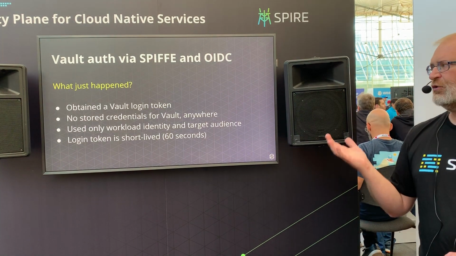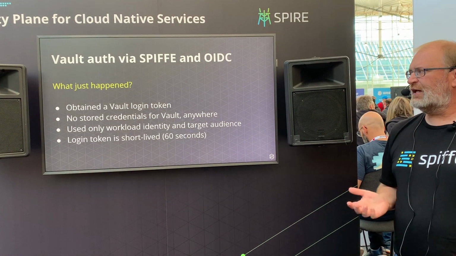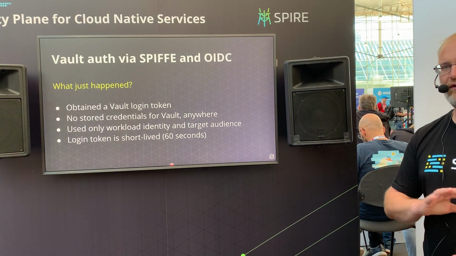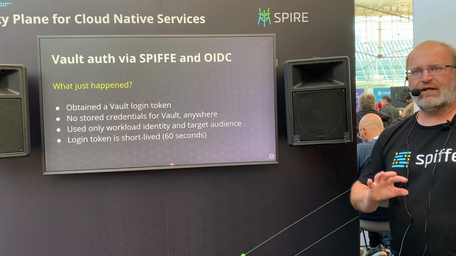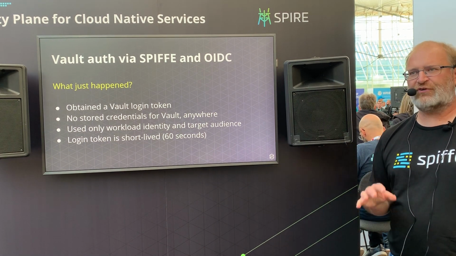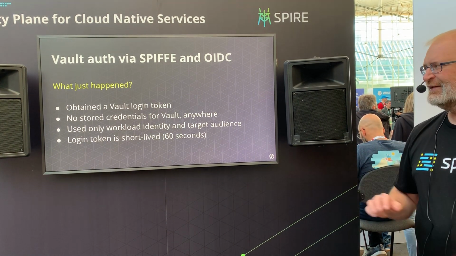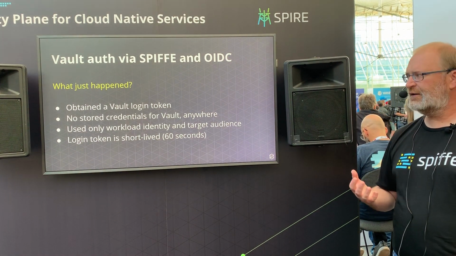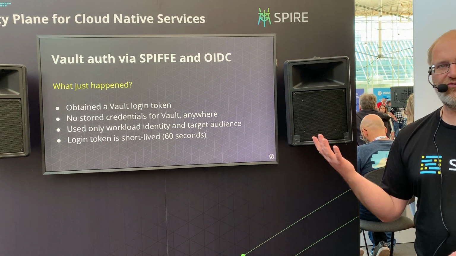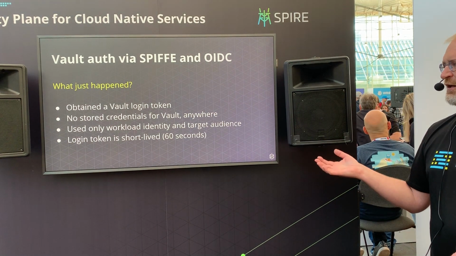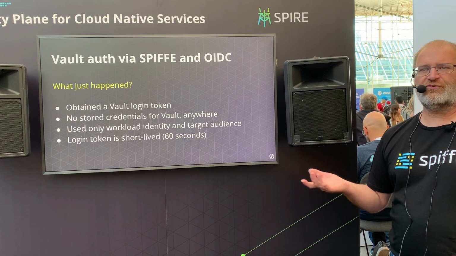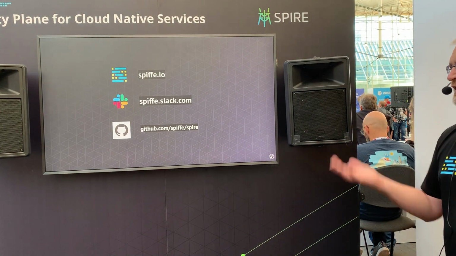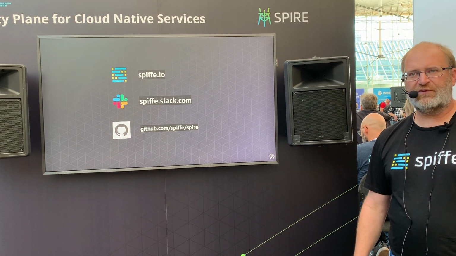So what just happened? We obtained a Vault login token, and we had no stored credentials for Vault anywhere at all. Putting usernames, passwords, credentials in your software, stop doing that, right? We used only our own workload identity, which is established by SPIRE, and then a target audience, which is a set of claims in the JWT. And that login token was very short-lived, so if someone was to steal that, it's not useful for very long. That's it. Here's where you can learn more about SPIFFE and SPIRE.